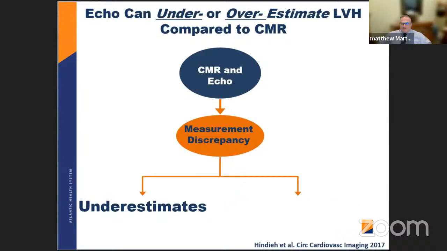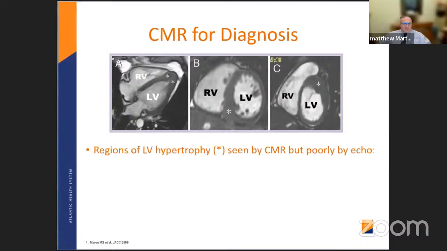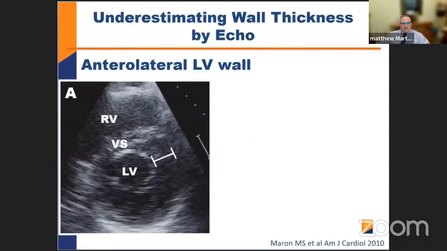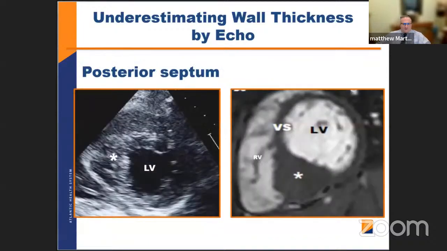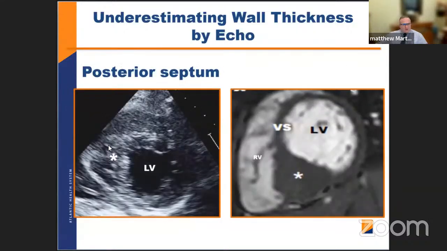And in terms of underestimations, it struggles just from its acoustic ability to look at the heart using ultrasound. It struggles, especially in hypertrophic cardiomyopathy, in the apex, the interventricular septal posterior wall, and in that basal anterolateral free wall, just like we saw in our prior athlete. And in those with non-contiguous LVH, you may have mild hypertrophy in one area, but not another. So here's an anterolateral LV free wall shown by echo and well underestimated compared to what we found by cardiac MRI. Published data from Dr. Marin on that. The posterior septum here we saw in our last case, the same phenomenon where we struggled over this asterisk.